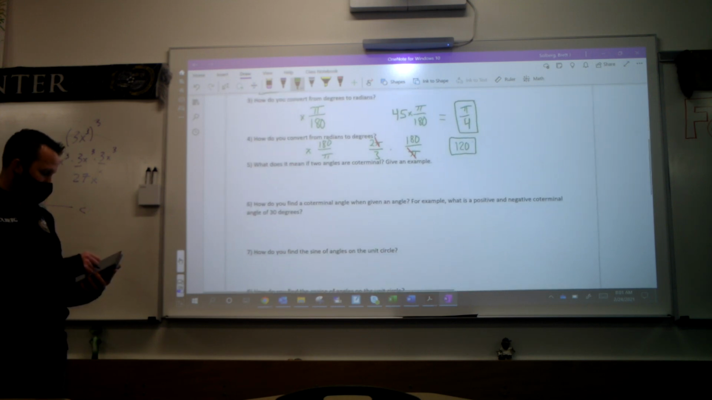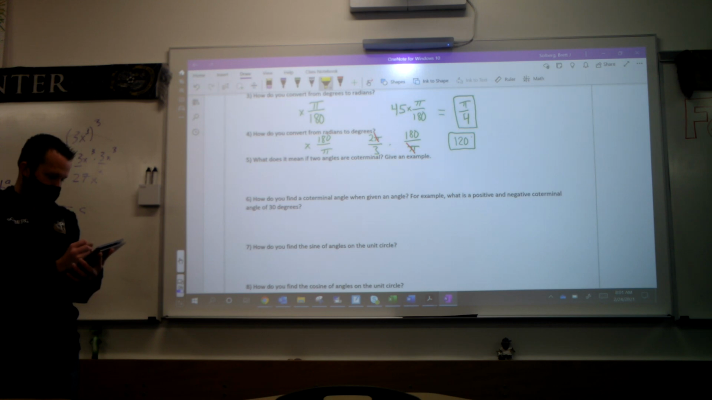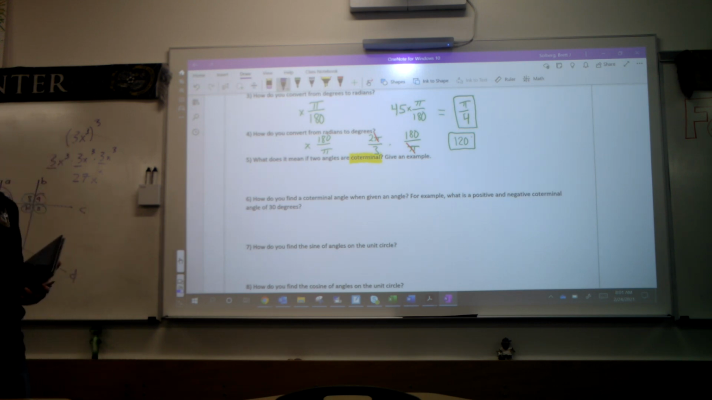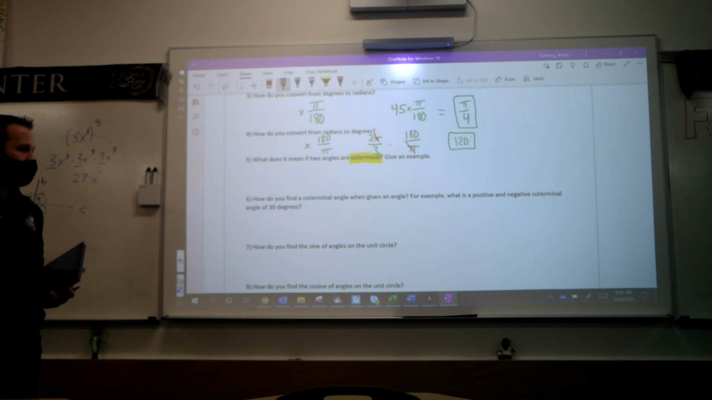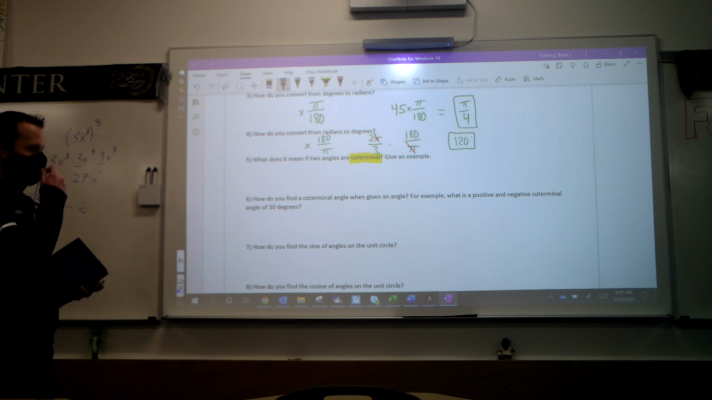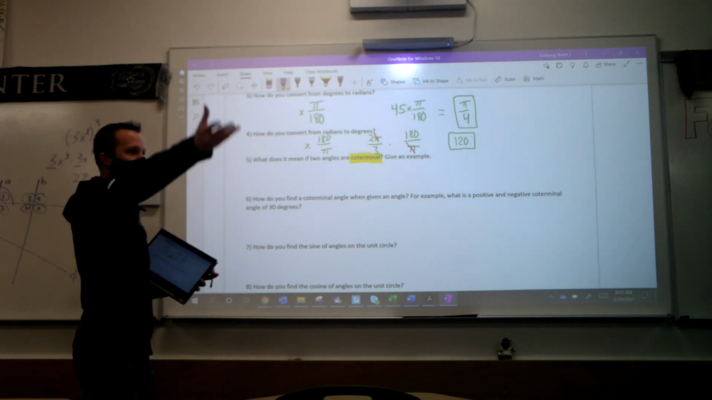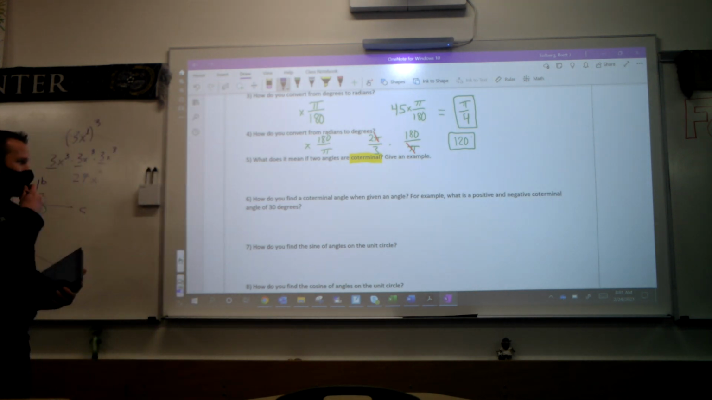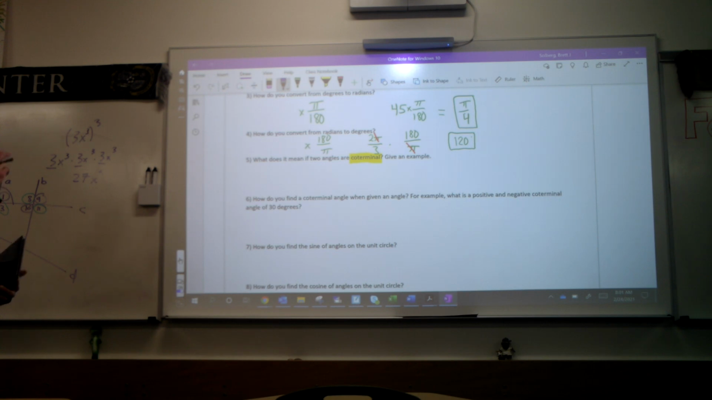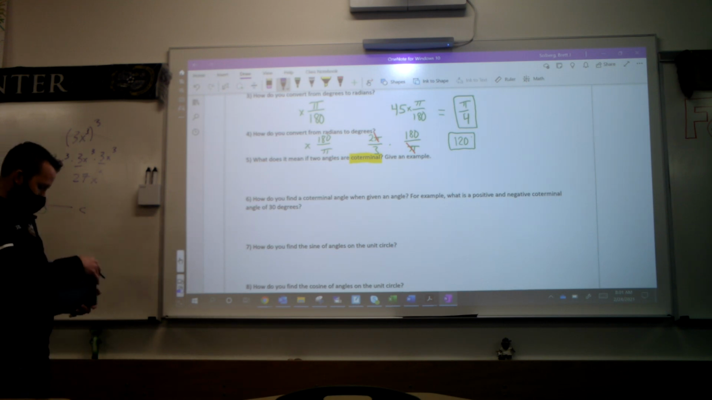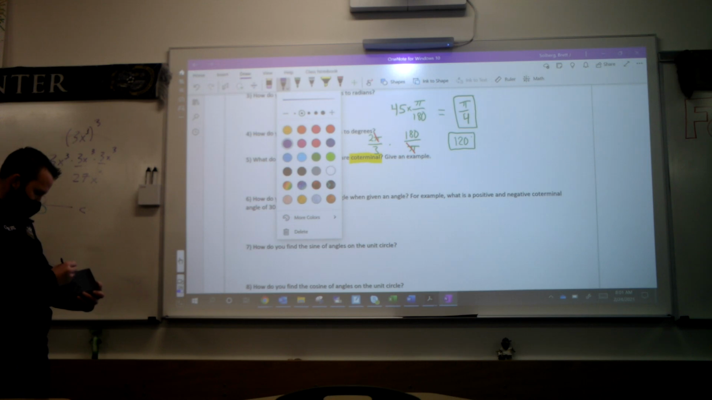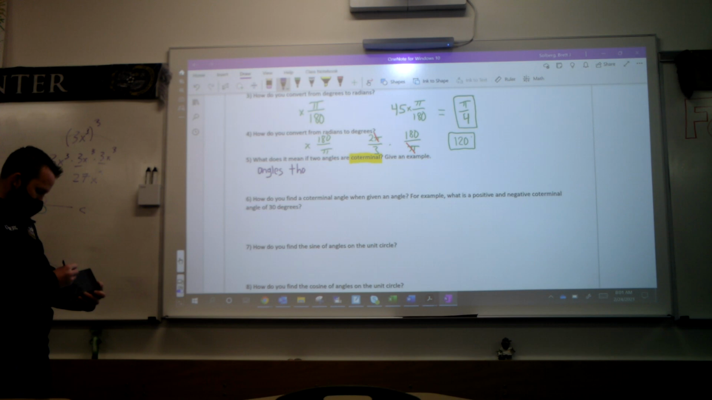Now, let's switch over to the word coterminal. Who can tell me what the word coterminal is and give me an example? Go ahead, Elsie. Yes. Can you give me an example? All right. Good job. So they have the same terminal, which is where it ends. So they land on the same spot, okay? I'm going to write this down. So this is going to be angles that land in the same position.